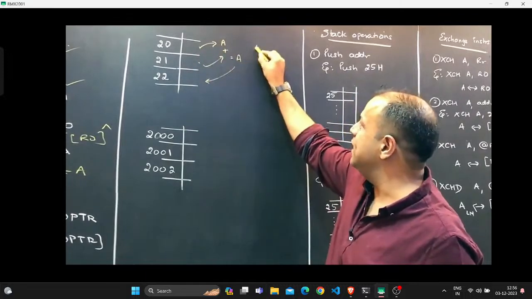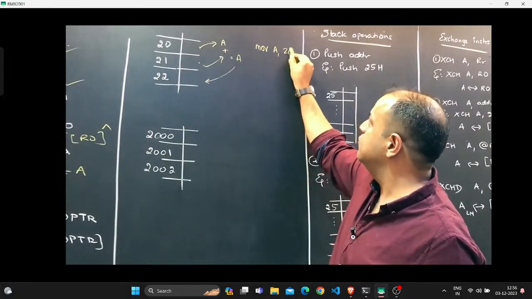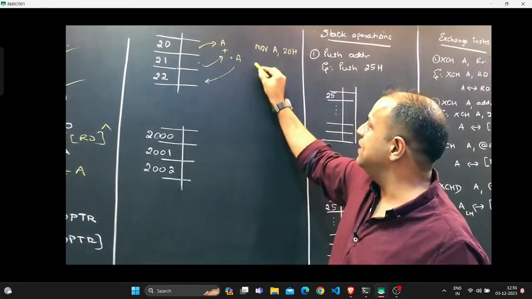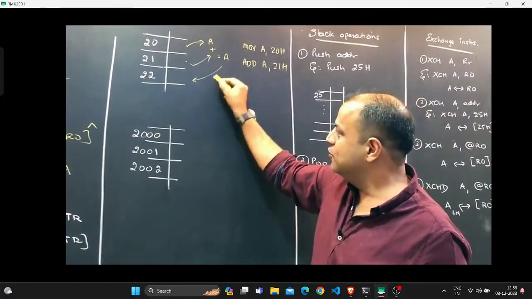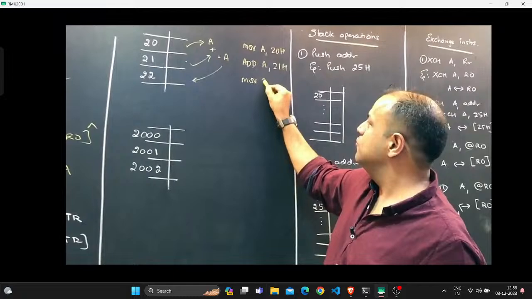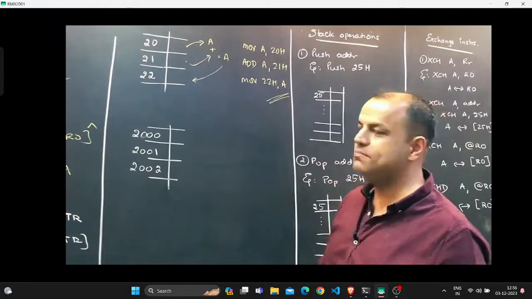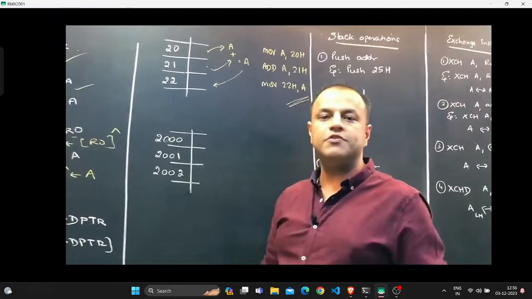Take the data of 20 into A. MOV A, 20H. Add the data of 21. ADD A, 21H. Answer comes in A. Store that answer at 22. MOV 22H, A. So simple. When you're working with internal RAM, life is very easy.